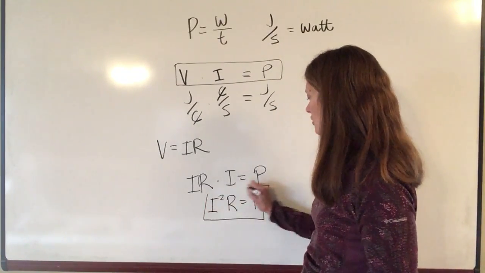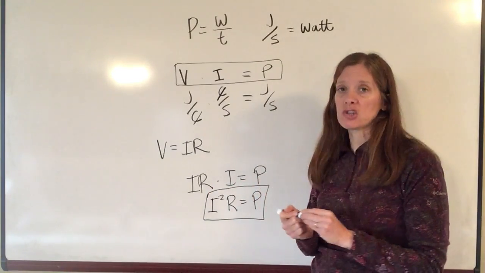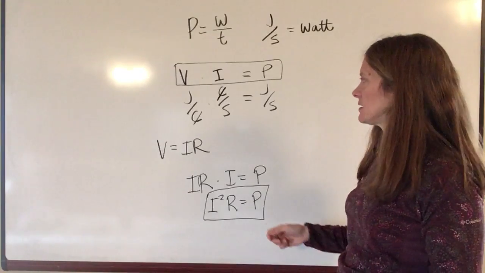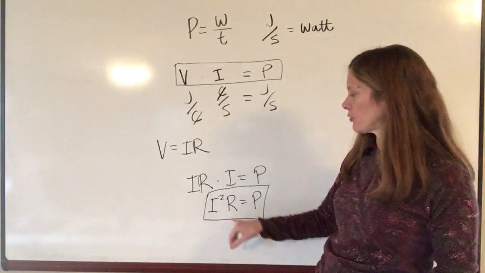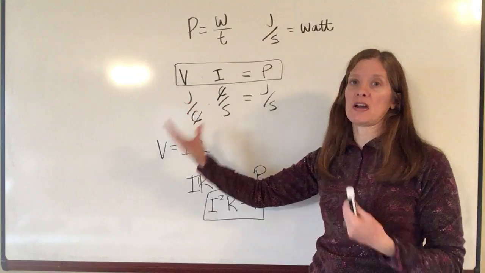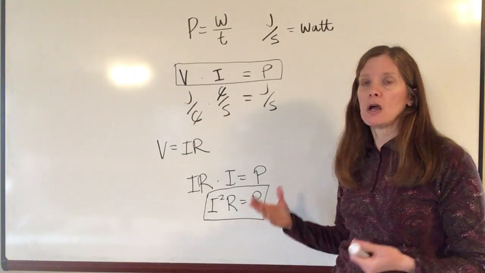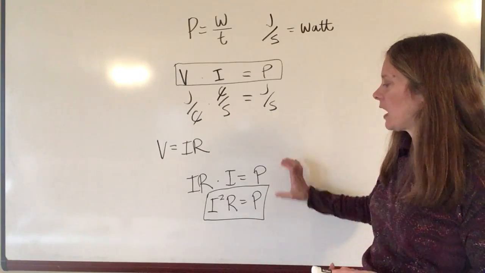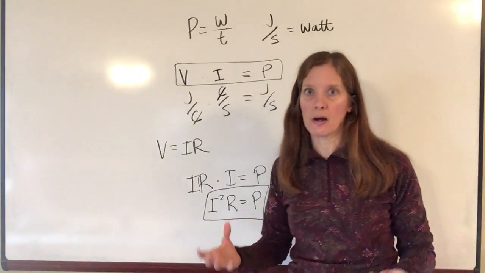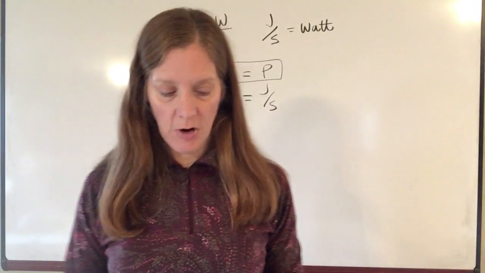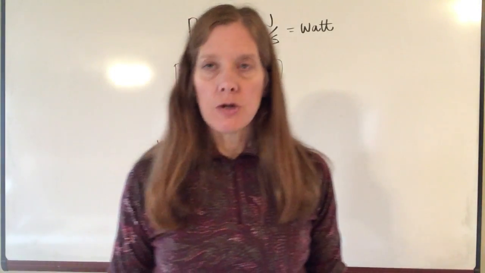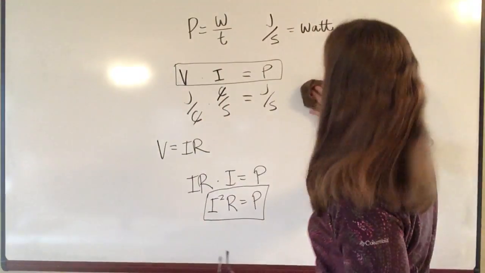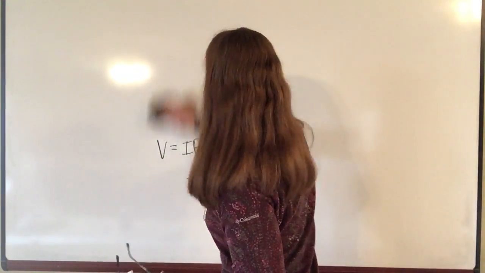So now I have two equations that enable me to find power, which is helpful because if I don't know the resistance, I may know the voltage, or vice versa. I've got to know the current no matter what in order to find power, but I have a couple of different options depending on what else I know about the circuit. Knowing those two equations, we can work example 15.2.